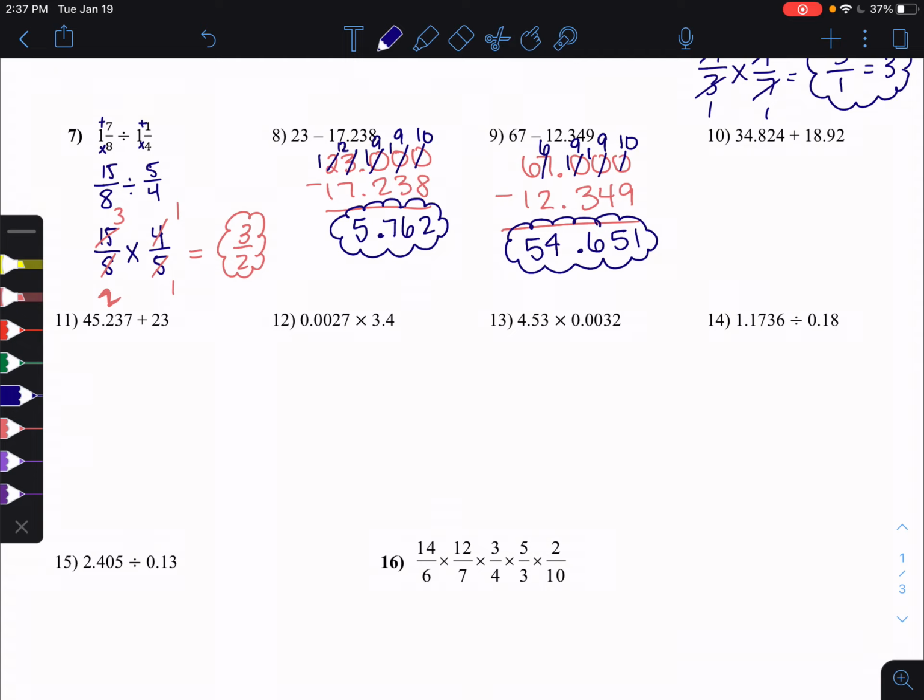For addition, I'm just going to make sure that I line up the decimals. So 824 plus, and then 18 should go underneath the 34, and then 0.92. And then I can add a 0 in there if I want them to match.